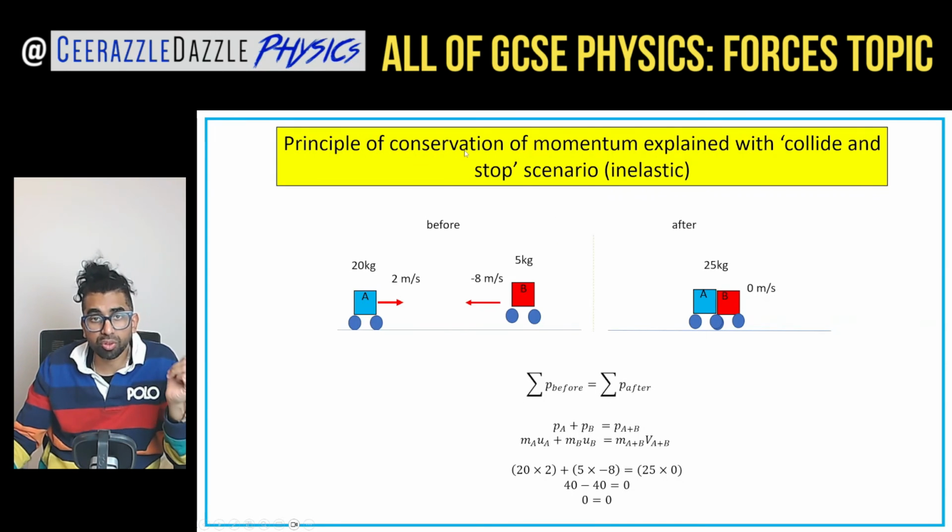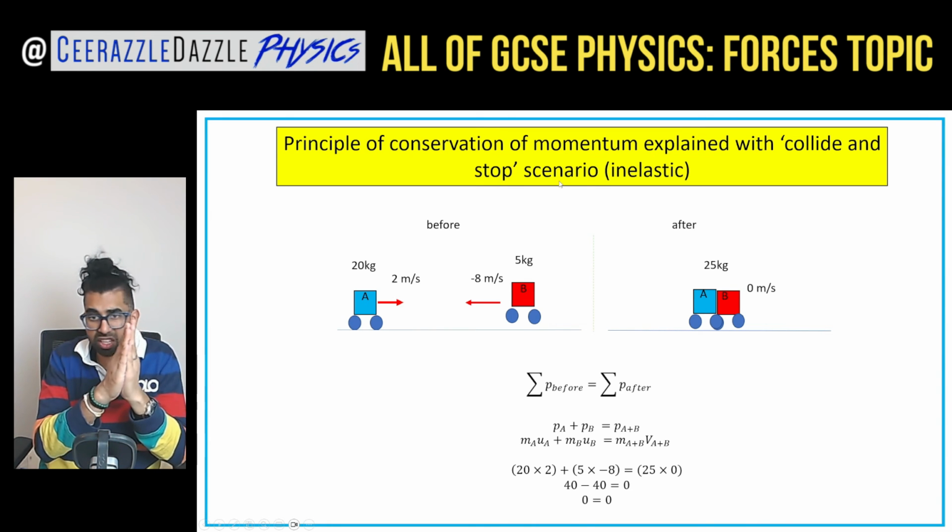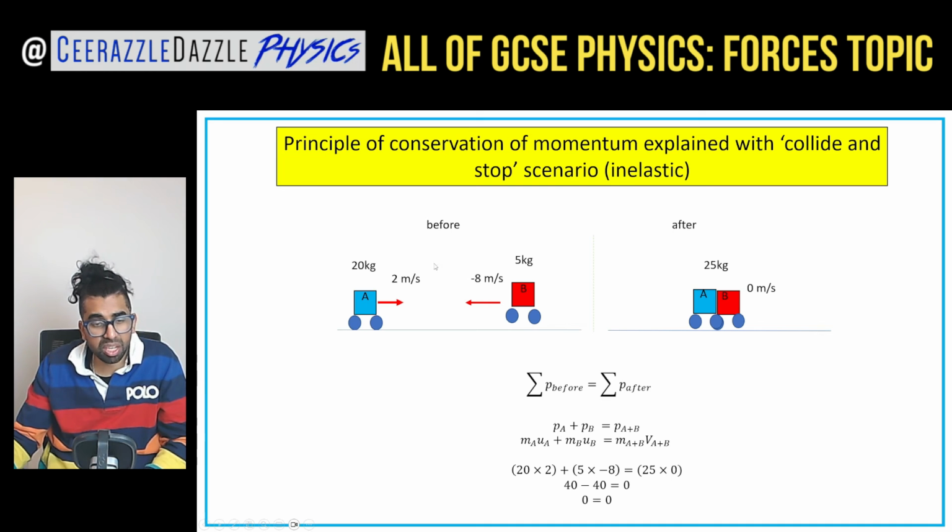Another example of the principle of conservation of momentum is a collide and stop scenario. That means two objects collide and simply stop moving. Over here, we can say that the sum of the momentum before the collision must be equal to the sum of the momentum after the collision. So here's before and afterwards. Momentum of A plus momentum of B must be equal to the momentum afterwards. We know that it's not moving afterwards, so the momentum afterwards is going to be 0 on the right hand side. The momentum of this one is 20 times 3 plus 5 times minus 8. Careful, it's negative because it's moving in the opposite direction. So 40 minus 40, yes, it's 0 on both sides.